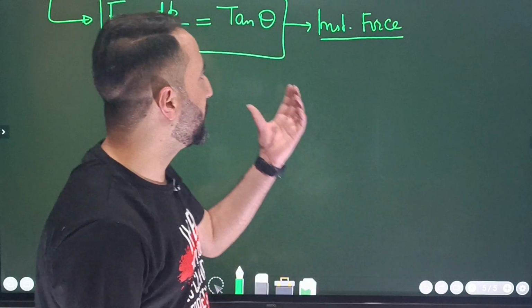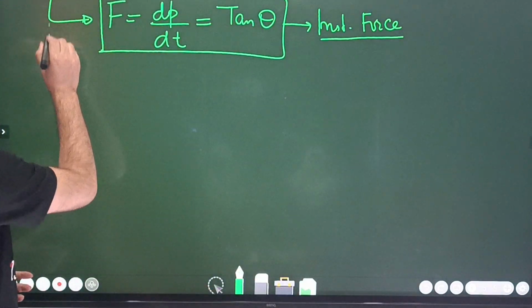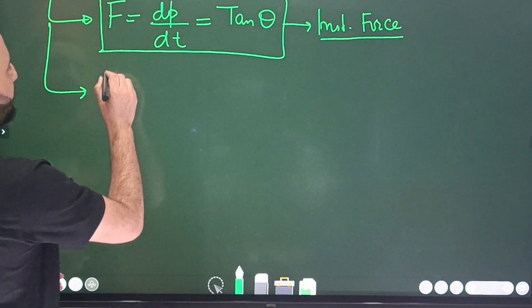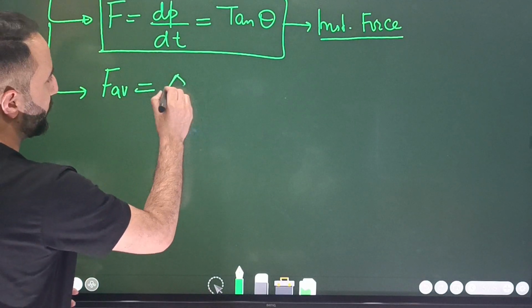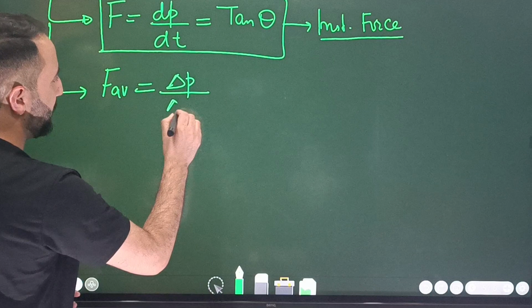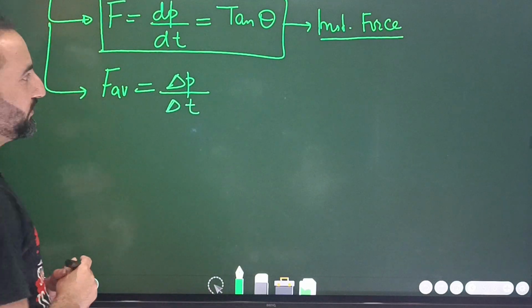What is the force? That will be given by this equation. Okay. The next equation, number second: average force. If, for example, you want to calculate average force, that will obviously be equal to delta p, the change in momentum, divided by the time taken for the change. Delta p divided by delta t.